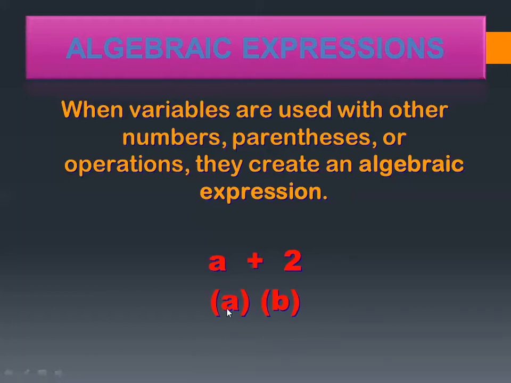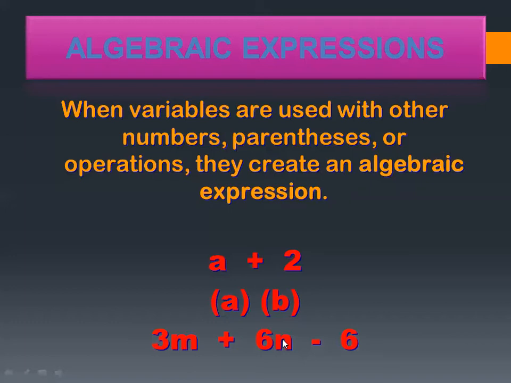Here you have A bracket B bracket. What does it mean? A multiplied by B. Again, you have variables here, A and B, and you have parentheses, that is brackets, here. So again it is an algebraic expression.